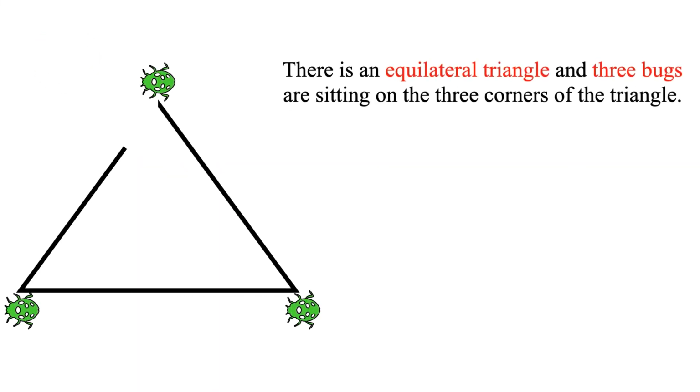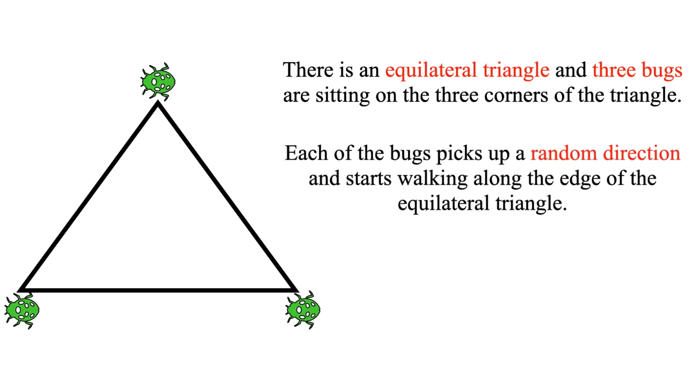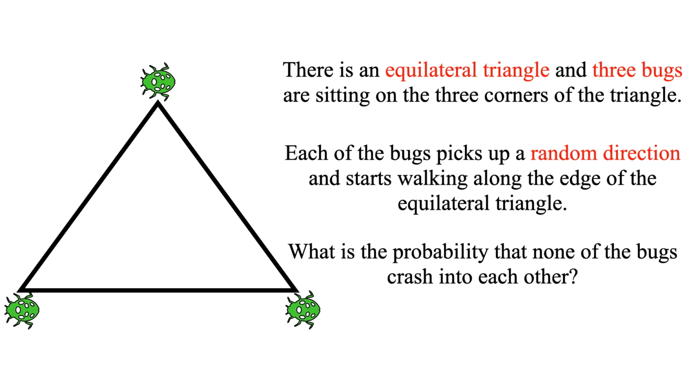There is an equilateral triangle and 3 bugs are sitting on the 3 corners of the triangle. Each of the bugs picks up a random direction and starts walking along the edge of the equilateral triangle. What is the probability that none of the bugs crash into each other?